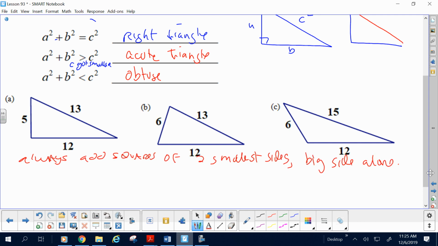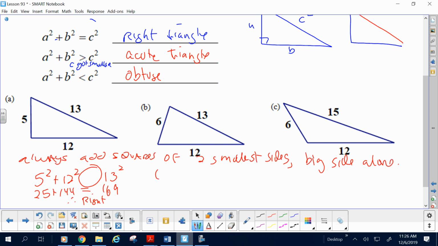Now in this case, it would be 5 squared and 12 squared on one side, and 13 squared on the other. We don't know yet if it's going to be equal, less than, or greater than, so leave that unnamed. 25 plus 144. How does it relate? They are equal. Because they're equal, we conclude it's a right triangle.